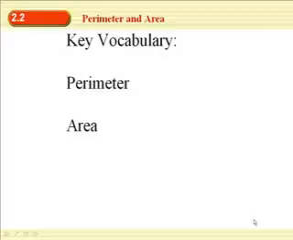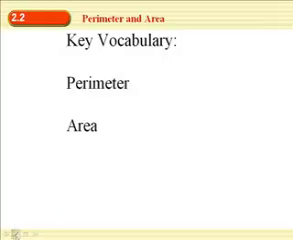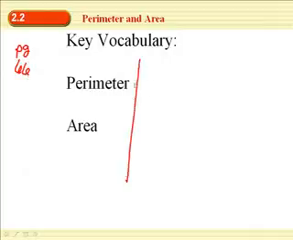All right, 6th grade, 2.2, perimeter and area. This is page 66 in your book. So if you could go to page 66, we'll be ready to go. There's two vocabulary words right here. Okay, perimeter. We're talking about perimeter and area in this unit.